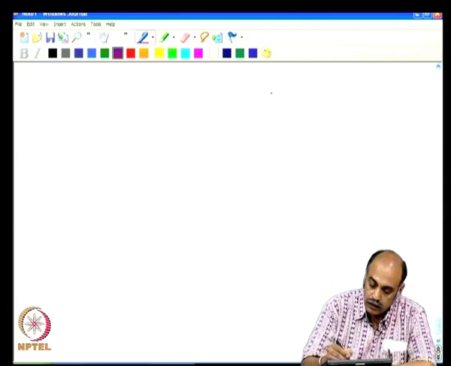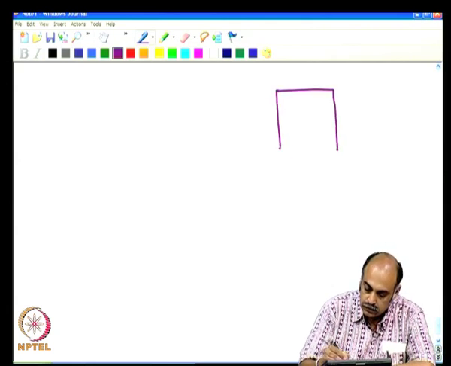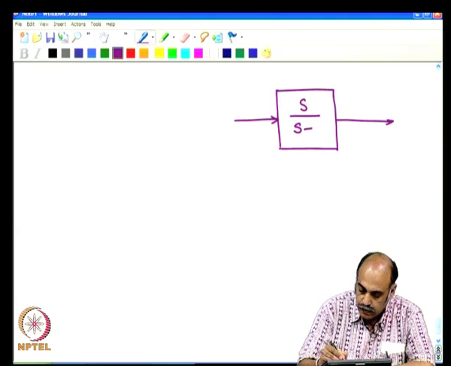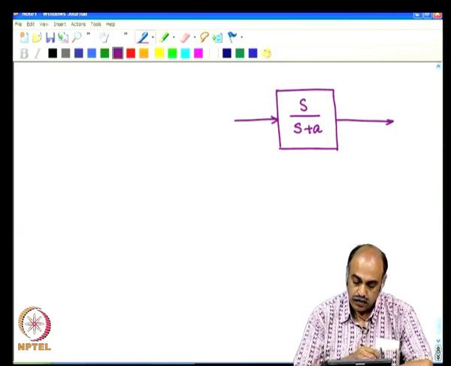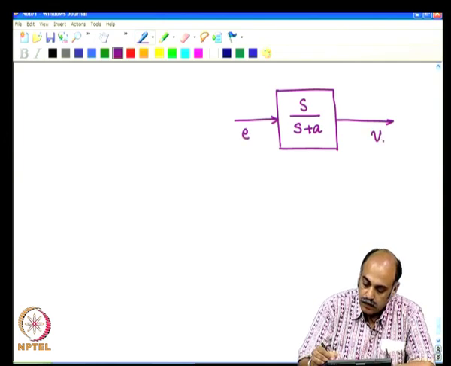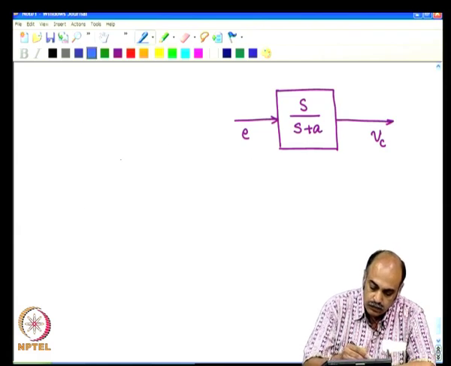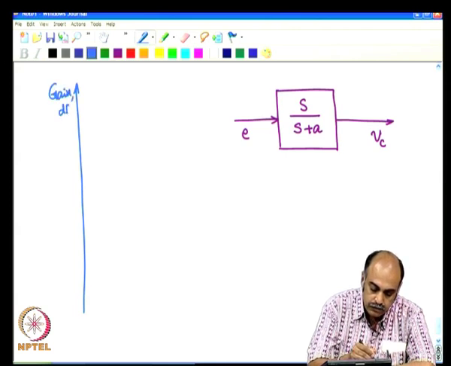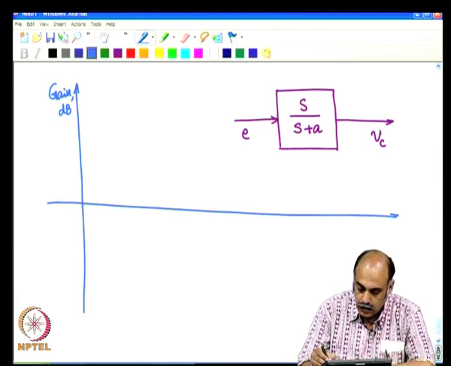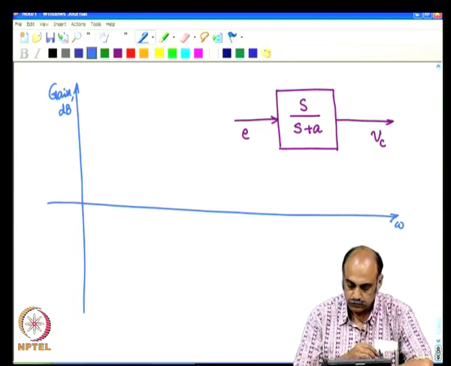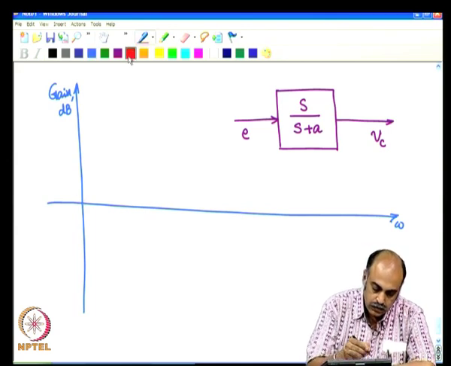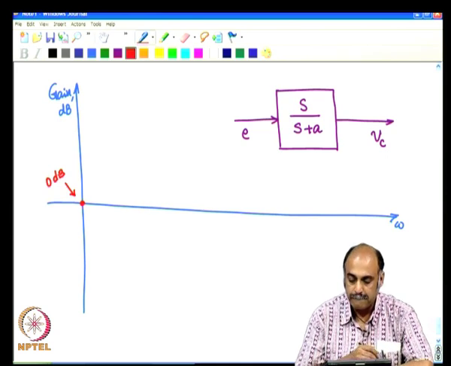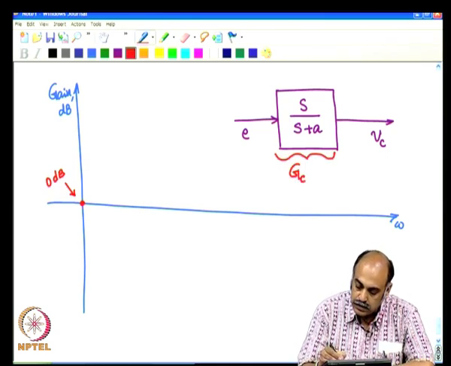So, what is implementable is something like this. So, let us see how the gain looks for this. This is the gain in dB, and this is with respect to the frequency. This point is the 0 dB point. So, this is Gc, which is a function of omega.